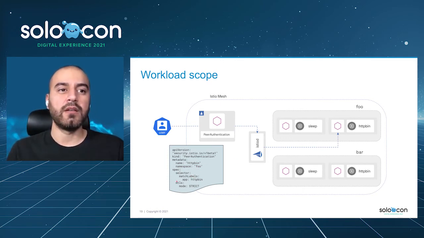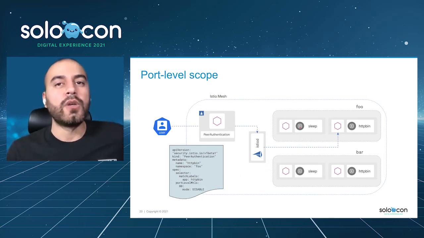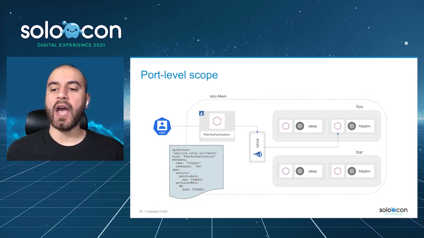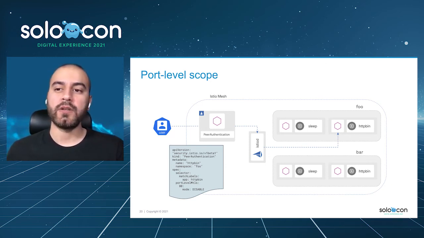We actually are selecting based off label selectors the HTTP bin application, and we're turning on strict mode specifically for that workload only. And then finally, you can go one level deeper. In this case, what we're doing is we're disabling mutual TLS on a specific port of the HTTP bin application, right? This is useful if you have some legacy application that has certs built into it or something like that, where you want to keep that functionality in place and you don't want Istio mutual TLS to take over. This is a useful tool for that.